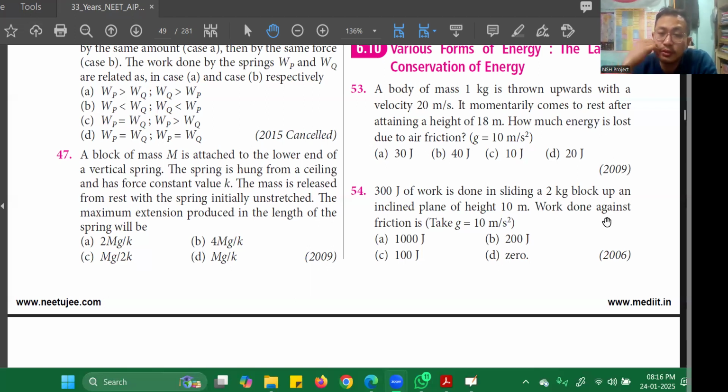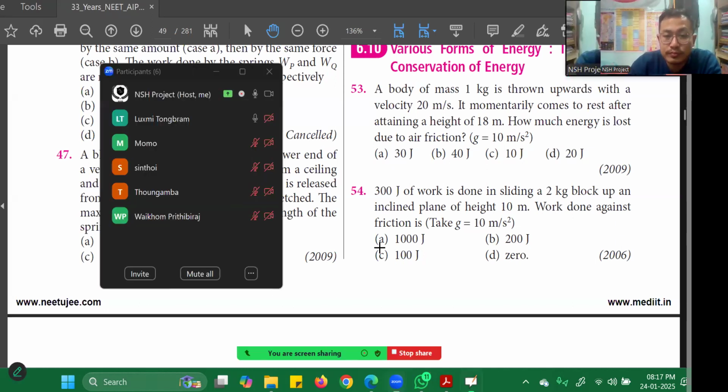So question number 54 is from the 2006 question paper. This video is a recorded session, so you can watch it later. All right.